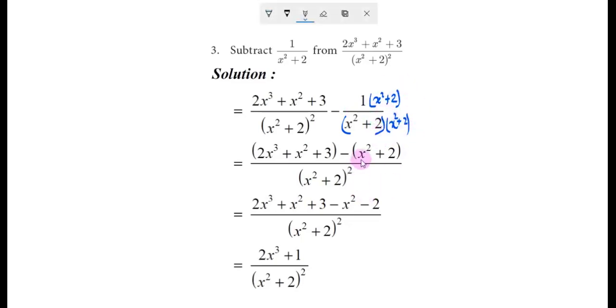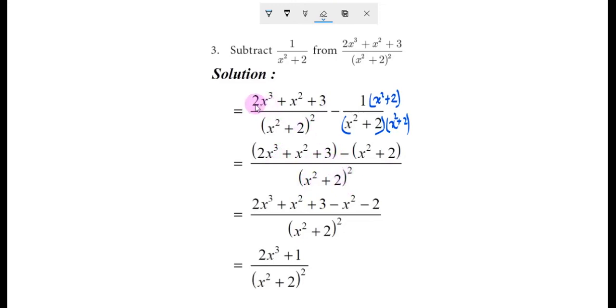Understood? Okay, now in the denominator we have the common (x square plus 2) the whole square. Here x square plus 2 into x square plus 2, there also x square plus 2 into x square plus 2. So take a common denominator, (x square plus 2) the whole square.